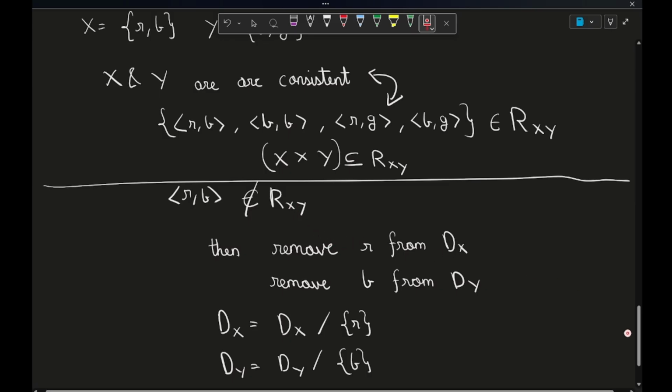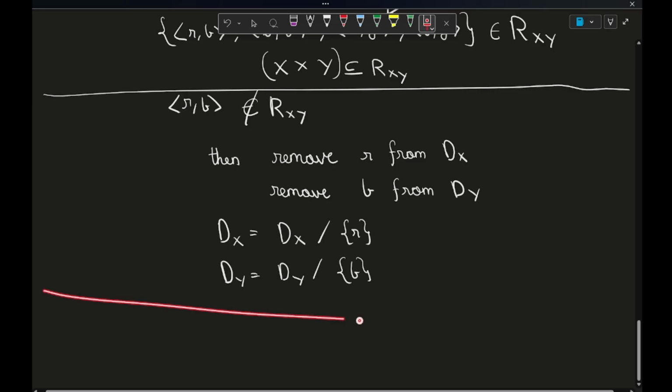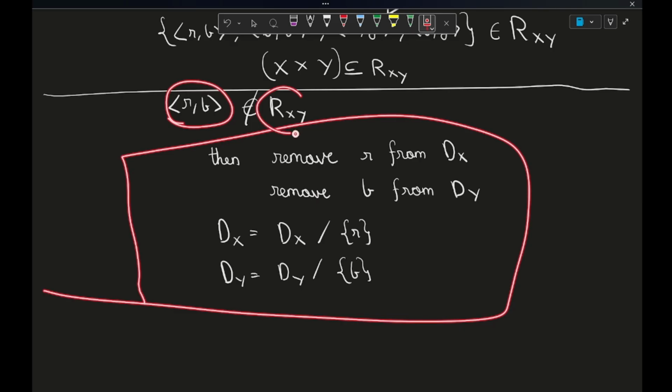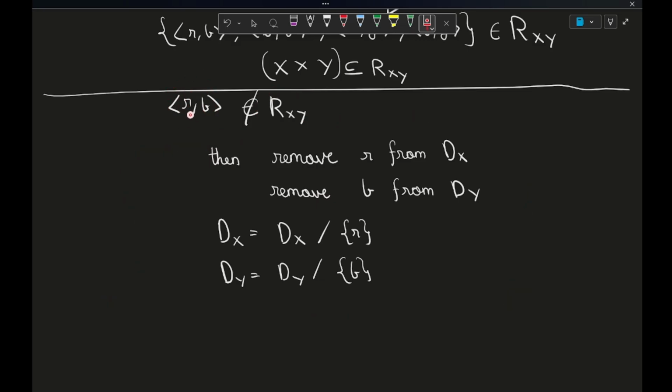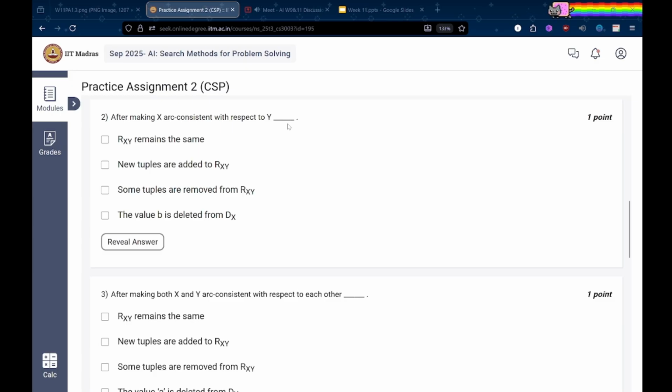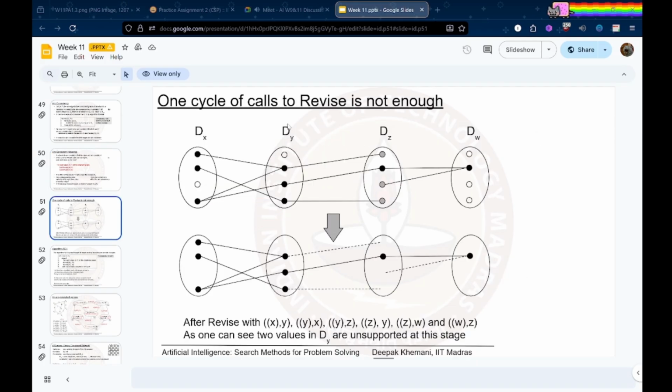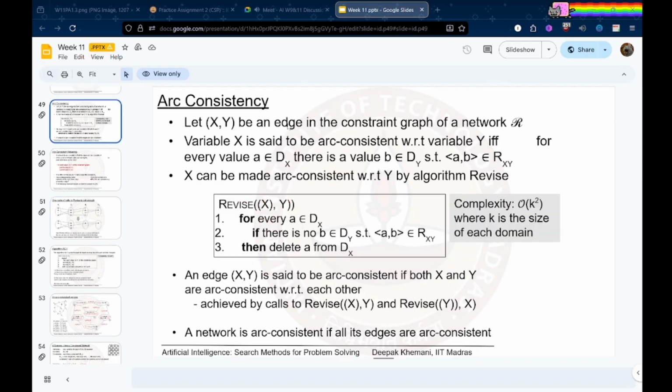Okay, so does this make sense? Whenever we find any such pair that does not belong to the relation, we just remove these two variables from their respective domains in order to try to make x and y arc consistent. Now that we have removed the troubling elements, it should be arc consistent. If it's not, then we again remove, and we keep on removing until the domain itself becomes empty, and once it becomes empty, then the relationship itself is undefined. The revise one is just this.